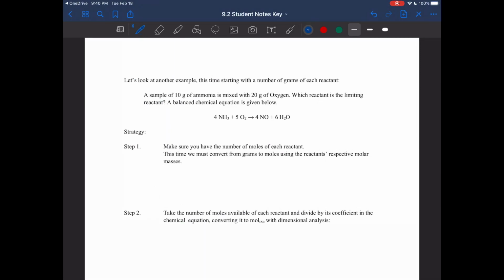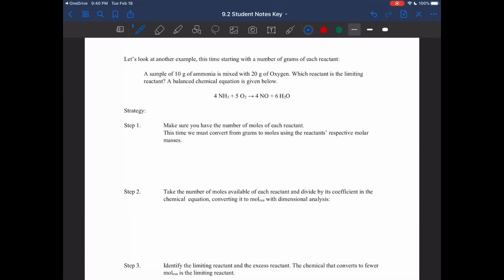Okay, let's look at another example. This time we are starting with a number of grams of each reactant. A sample of 10 grams of ammonia, so ammonia is NH3, smelly household cleaner, is mixed with 20 grams of oxygen, O2. Which reactant is the limiting reactant? A balanced chemical equation is given below. Okay, this beautiful balanced chemical equation. Always need that for these problems.